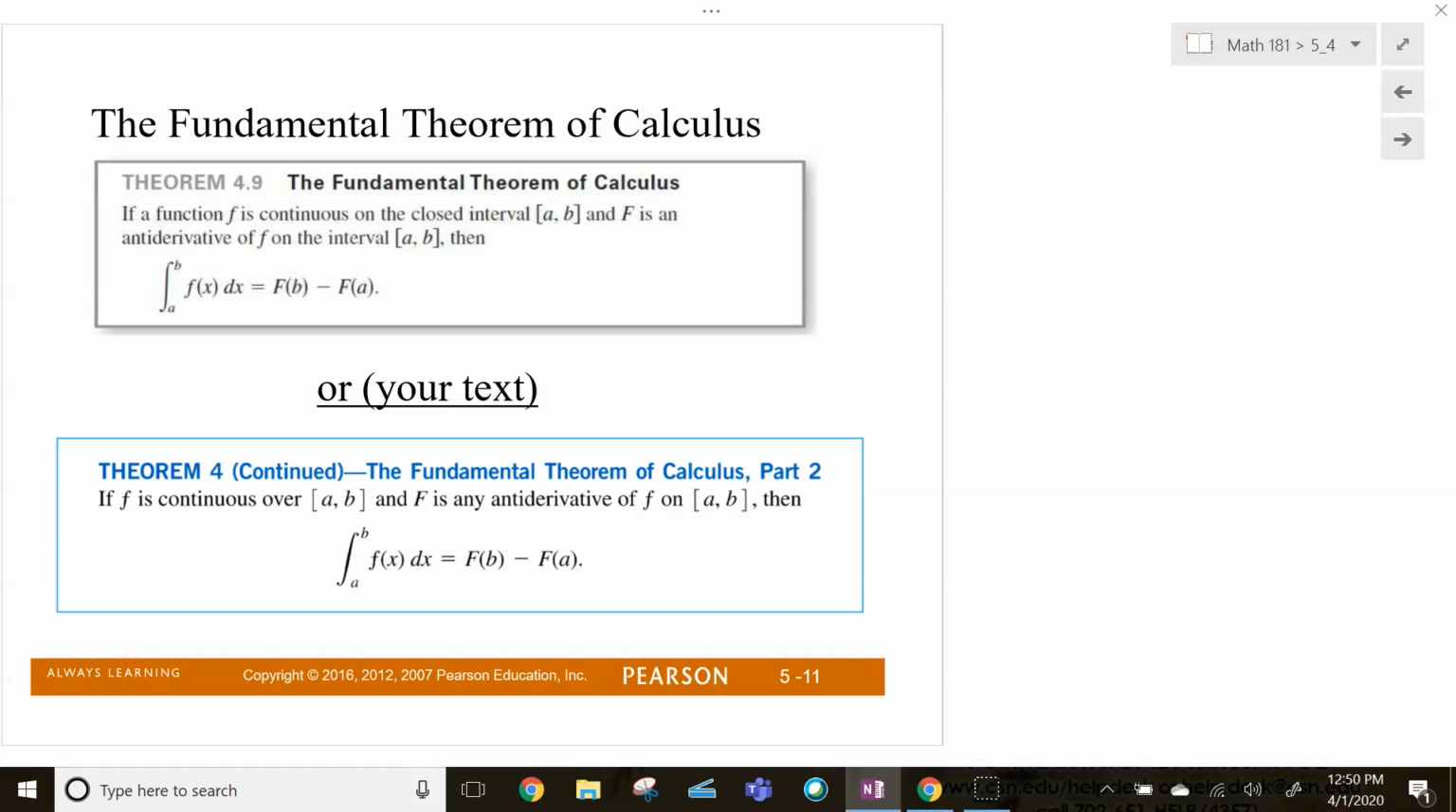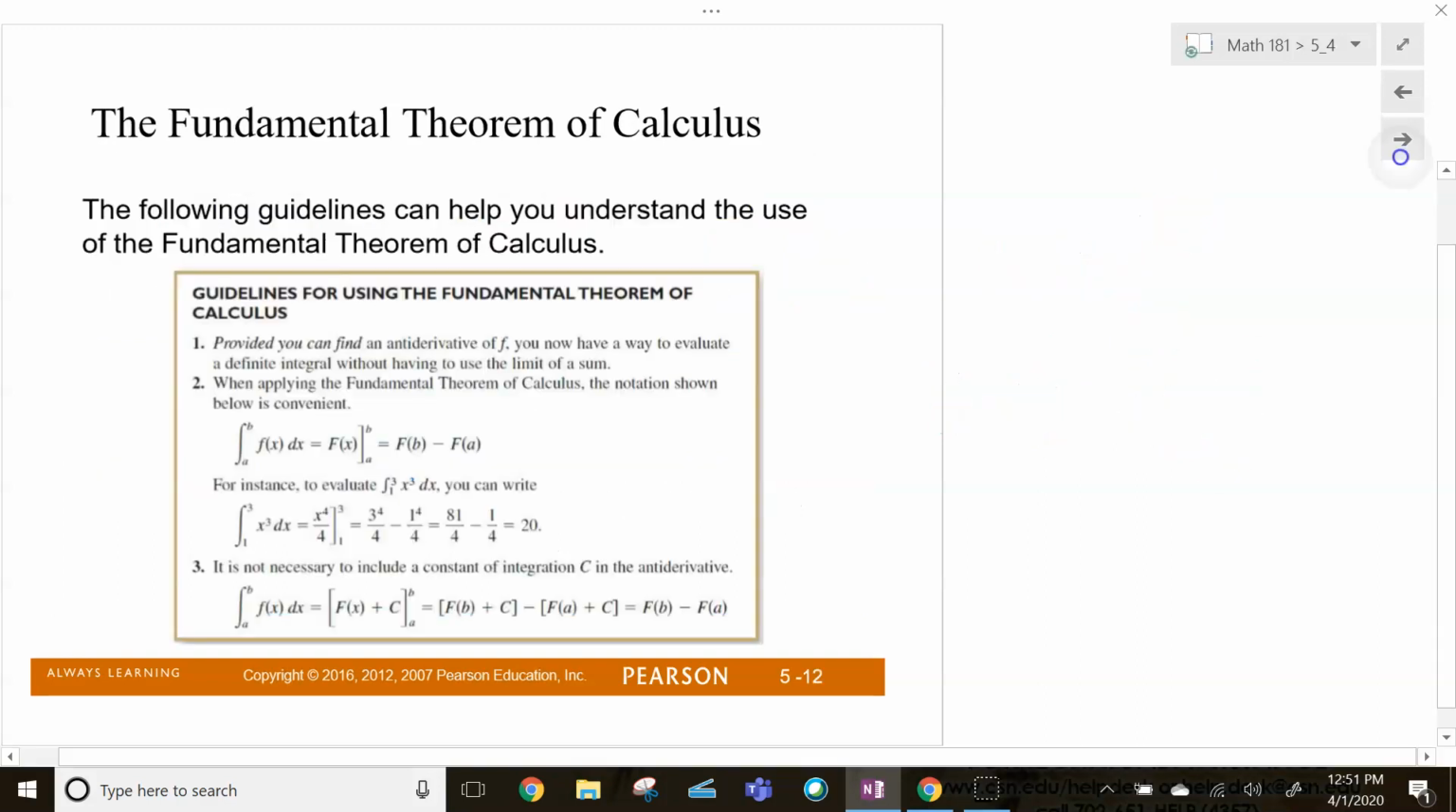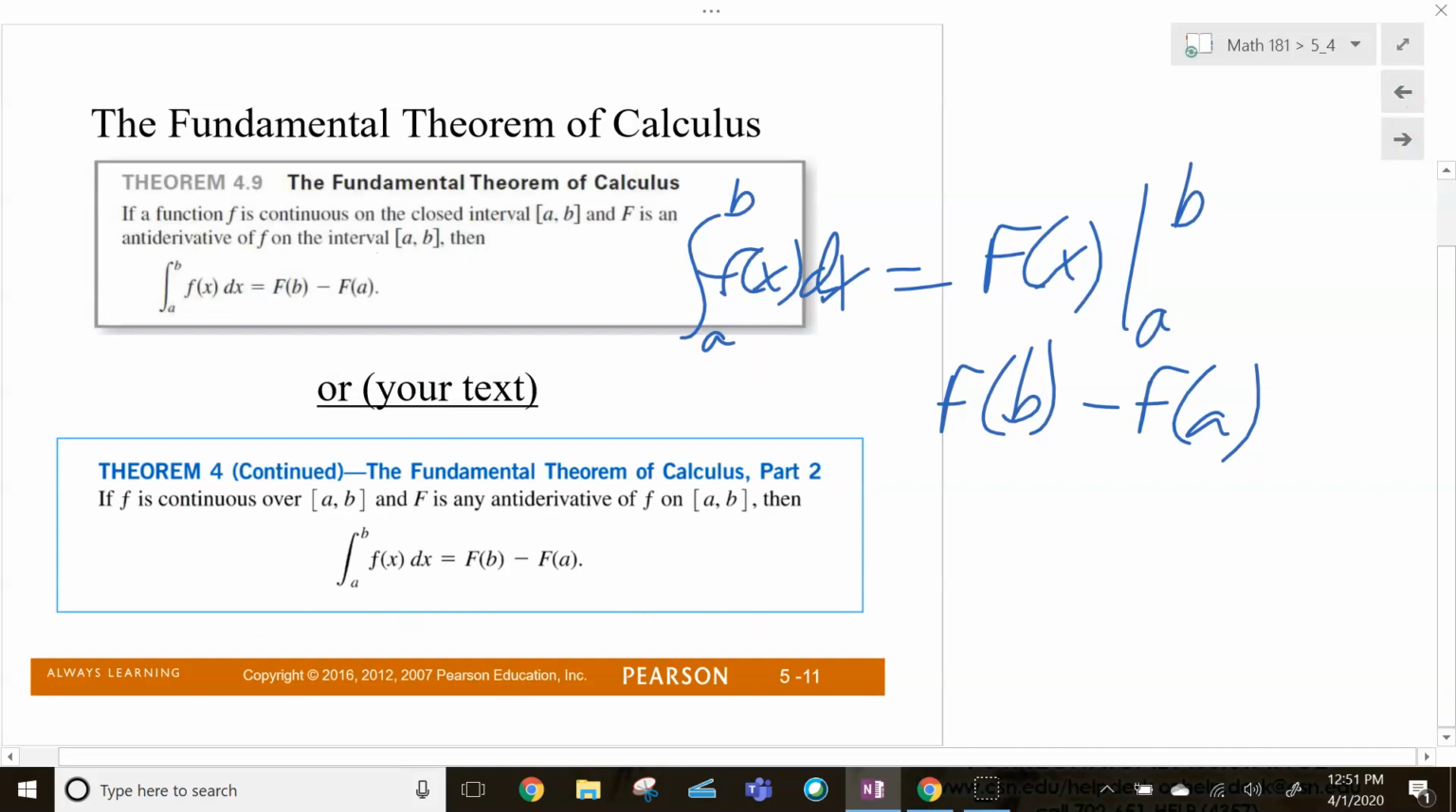So, fundamental theorem of calculus. I know I introduced this last time a little bit early, but formally, it states that if we take the integral, we'll get the antiderivative, and we'll plug in b, and then we'll plug in a. That's your fundamental theorem of calculus, also referred to as, some textbooks will call it, fundamental theorem of calculus part 2.